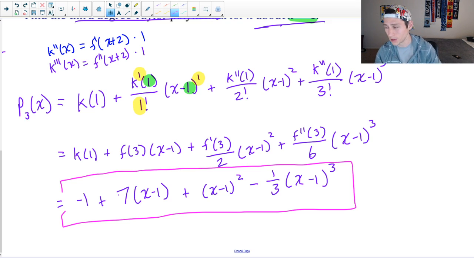Like this last problem, all of a sudden told us there's this equation k. Well, k is based on f. So whenever I take the derivative of k, I'm actually doing some sort of derivative of f or second derivative or something, okay? So it's about relating the pieces together.